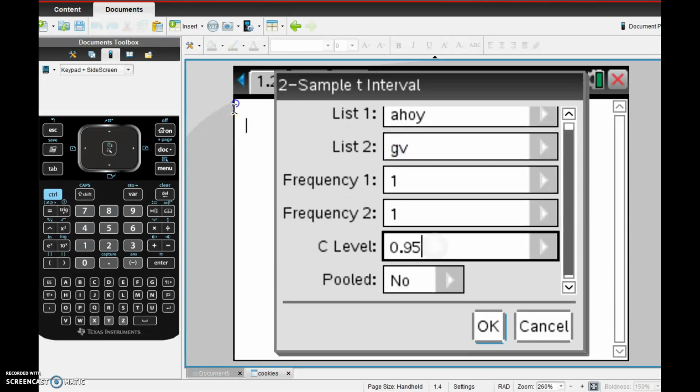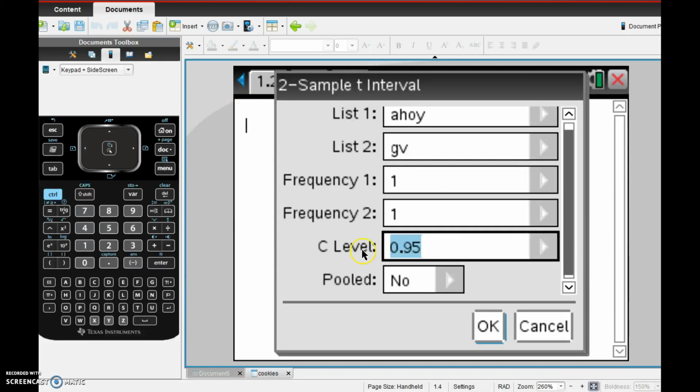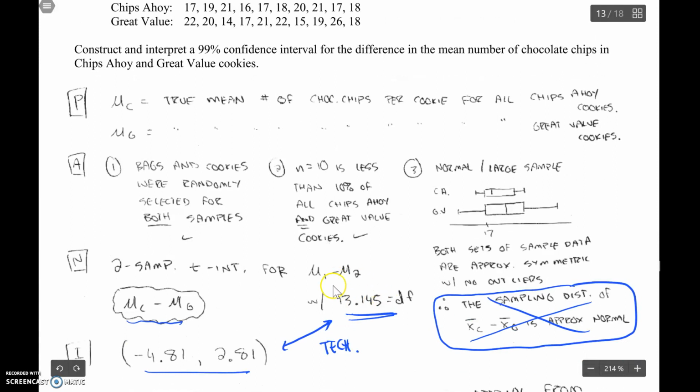Frequencies, leave them alone. Confidence interval, 99% because this is important. Pooled, always no. We talked about this in class. Quickly, the pooled test is a different test that gets you a little higher degrees of freedom, I think, and a little bit more power if you can make the assumption that the standard deviations of your two populations are the same. I don't know why we can't make that assumption, so we're not going to.